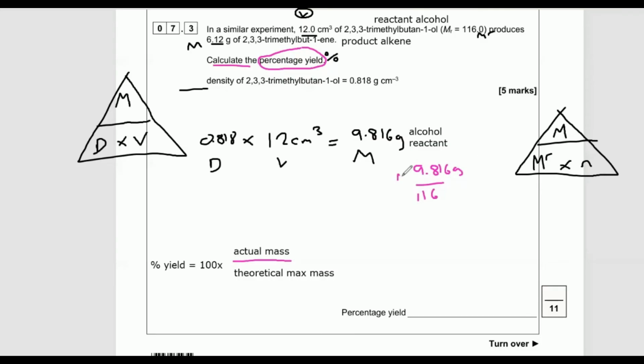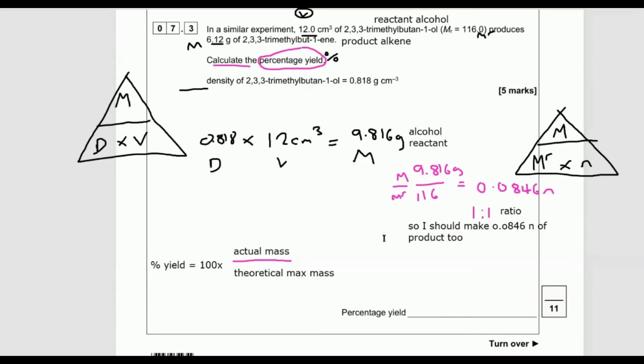Awesome. So do 9.816 grams, which is the mass, over the Mr of 116, and this will give us the moles of alcohol, which is 0.0846. Now we know it's a one-to-one reaction, so that's the moles of alcohol used. As it's a one-to-one ratio, I'm expecting us to make 0.0846 moles of the alkene. When we dehydrate it with the phosphoric acid, we eliminate the water as we did above in the mechanism earlier, so we should make 0.0846 moles of the alkene.